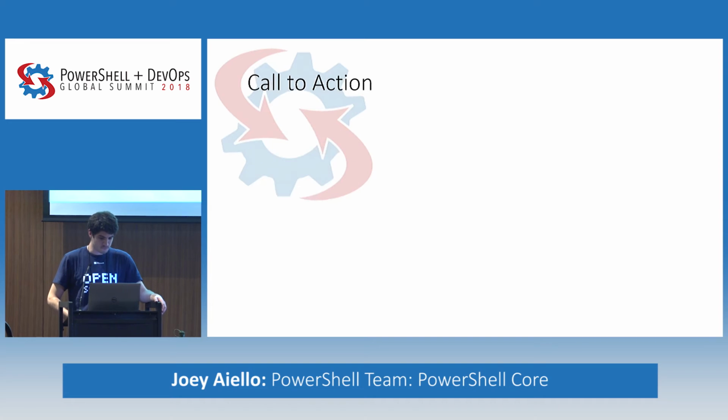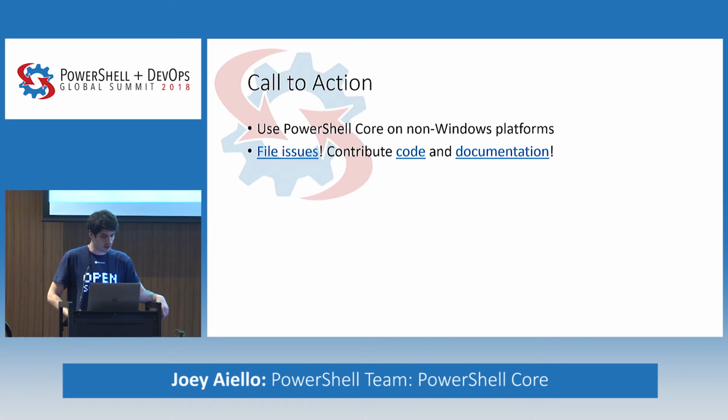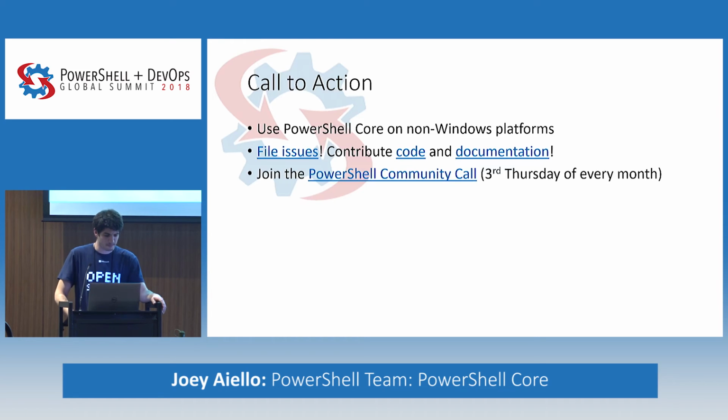So, quick call to action. Please use PowerShell Core on non-Windows platforms. Use it on Windows too, but especially use it on non-Windows because we want bugs and we want to know about your scenarios and where you're hitting stuff. File issues, contribute code, contribute docs. As we showed yesterday, you don't have to be a Git pro or a C# guru to contribute. Sometimes it's fixing typos. Sometimes it's an off-by-one bug. There are all kinds of ways that you can contribute. So the repo has a lot of up-for-grabs issues that you should definitely check out.